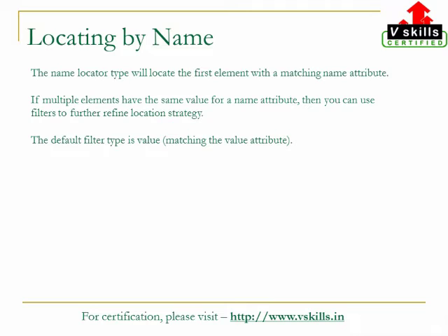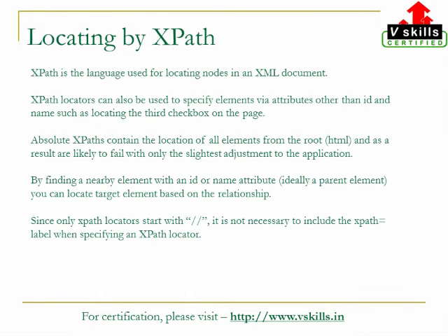Locating by name. The name locator type will locate the first element with a matching name attribute. If multiple elements have the same value for a name attribute, then you can use filters to further refine the location strategy. The default filter type is value, matching the value attribute.